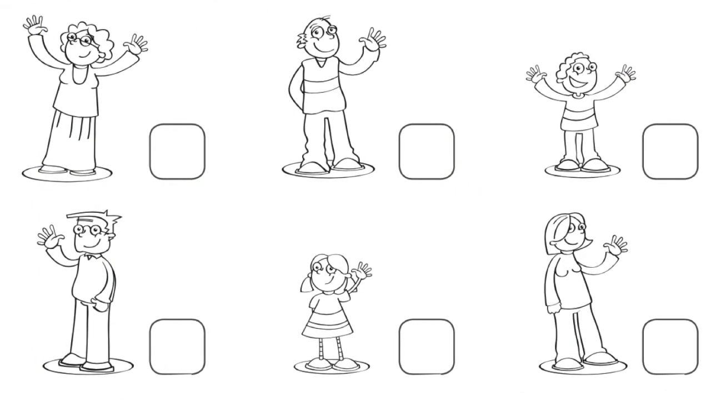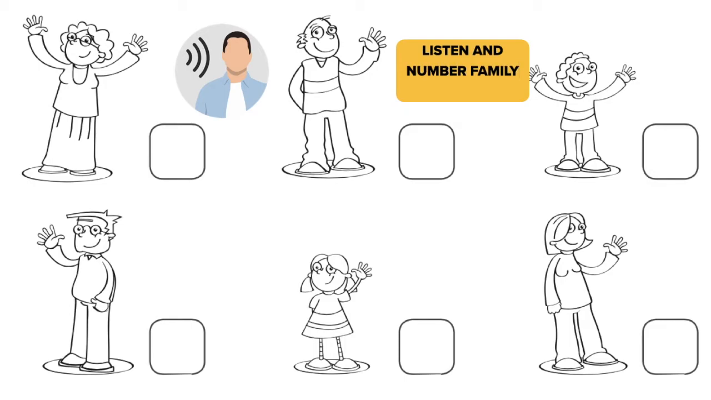In activity number 1, you are going to listen family members and number. You are going to listen to a recording and write the correct numbers in these spaces, according to what the speaker says. Take your time, and if you need, you can play the recording all times that you need.